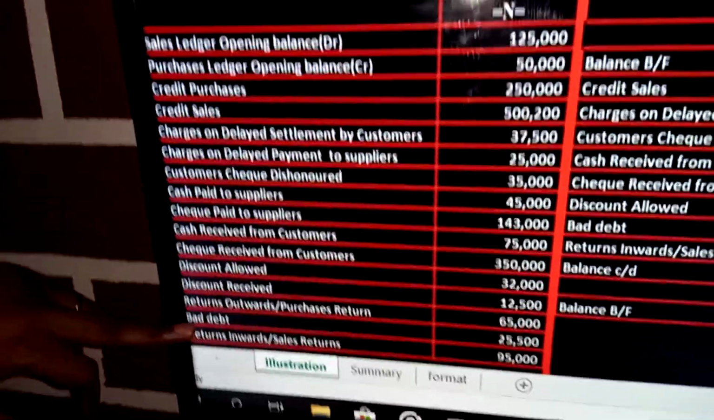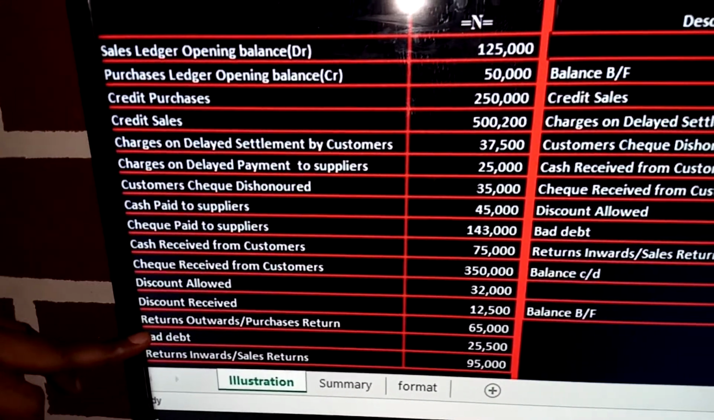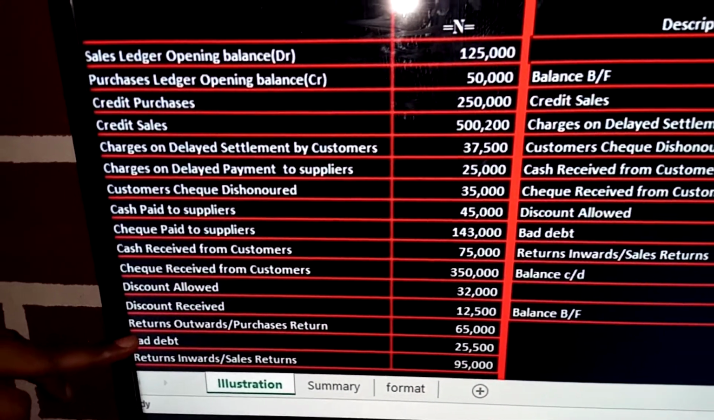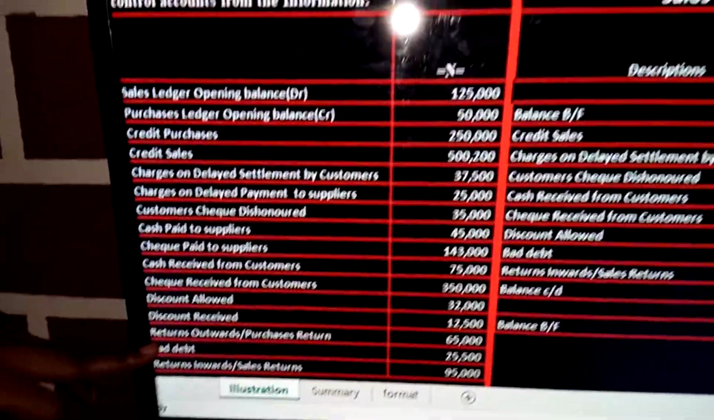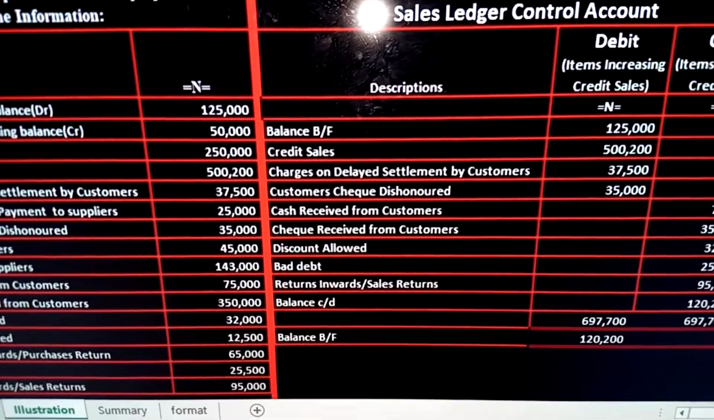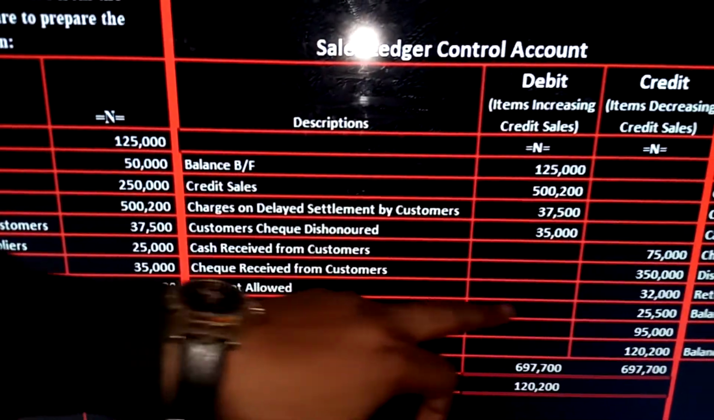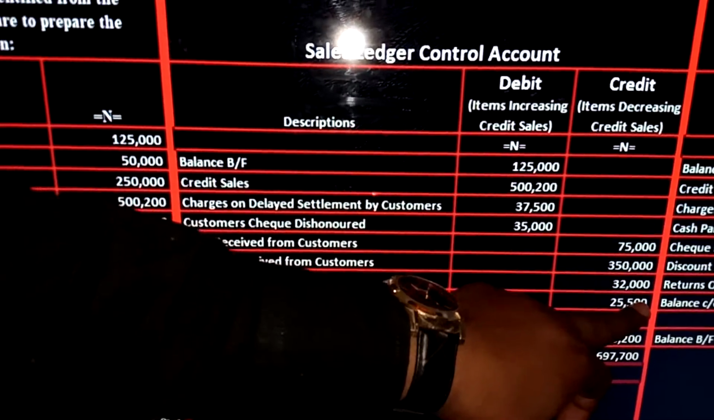The next item just says bad debt. What's bad debt? Debt that cannot be recovered. So who owes? Debtors. Okay, right? And then it is now bad. It means that you reduce what the debtors are owing the business. So that's sales ledger control account. Remember, sales is connected to debtors. Don't forget that. So we have bad debt, reducing it 25,500.